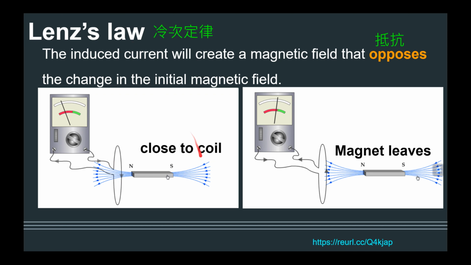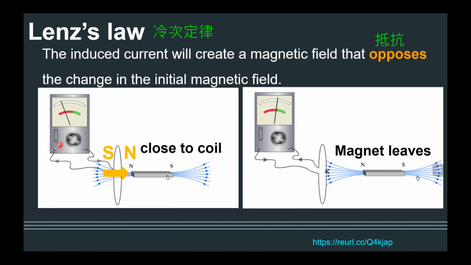When the magnet is close to the coil, inside the coil the magnetic field increases to the left. It doesn't want to change the initial magnetic field, so it will repel the change. So it will induce a magnetic field rightward, like in this picture. If it induces a rightward magnetic field, the current will go down and into the left-hand side of the galvanometer.